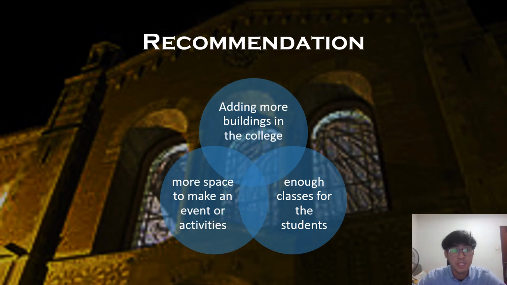So for the recommendation for UCLA campuses, to solve the problem is by adding more buildings in the college, because they surely need to add more buildings to make sure that there are enough classes for the students. Lastly, if they add more buildings, they will have more space to make events or activities on the campus.